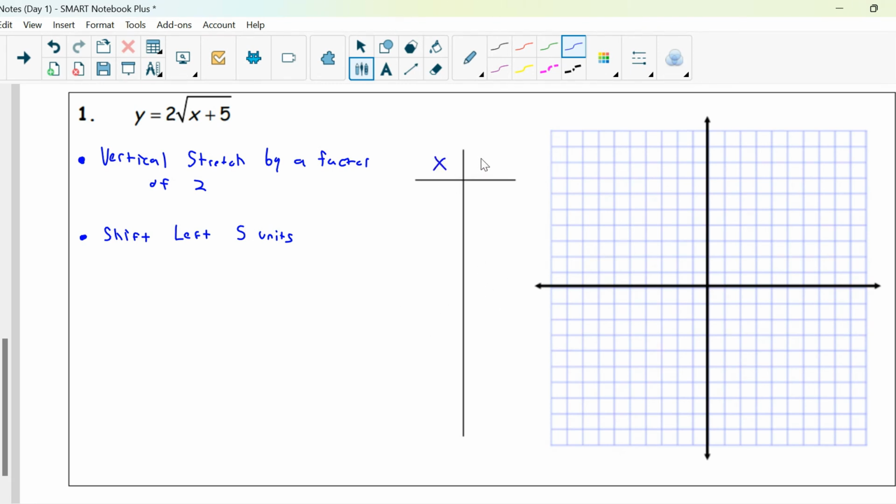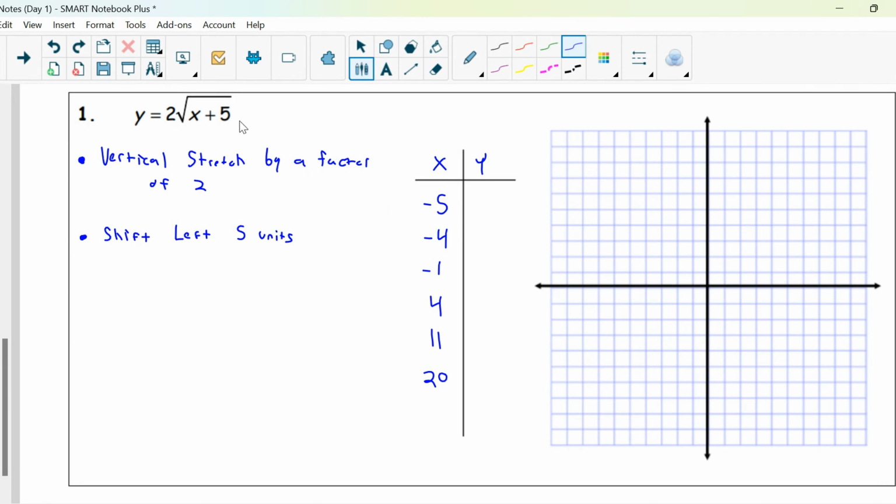So let's create our x and y values. You guys can choose whatever ones of these you would like, but I'm going to try to choose some nice ones. So I'm going to choose -5, -4, -1, 4, 11, and 20. And once again, it does not matter which points you use. Use whatever inputs you want to.